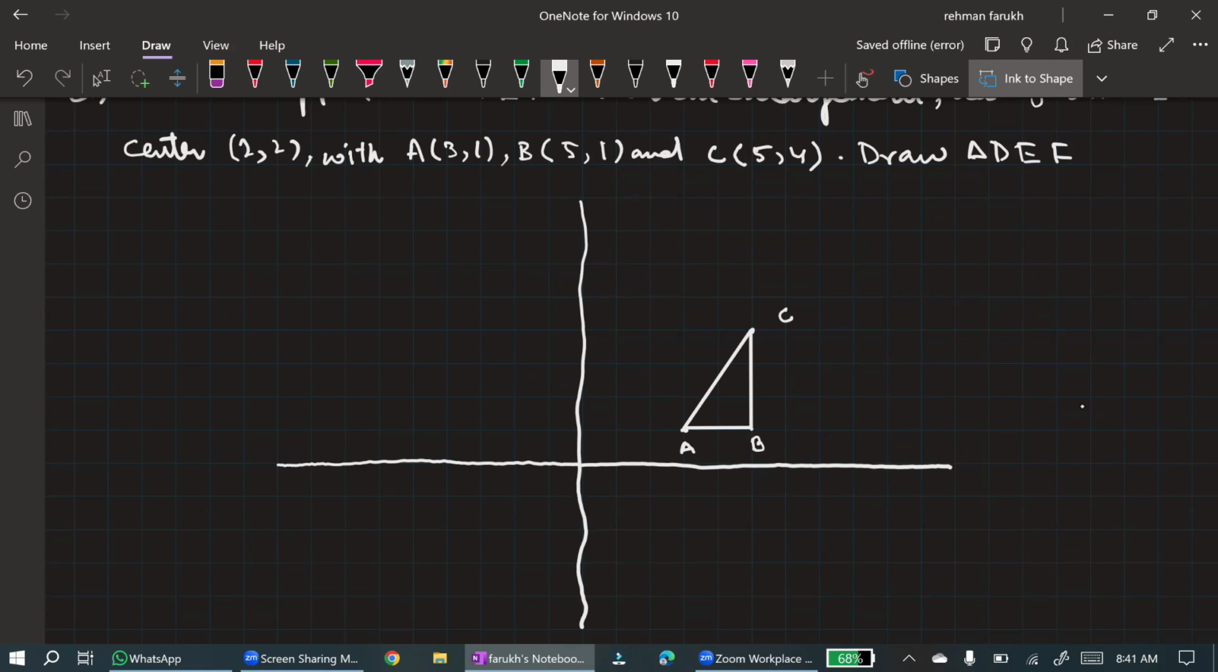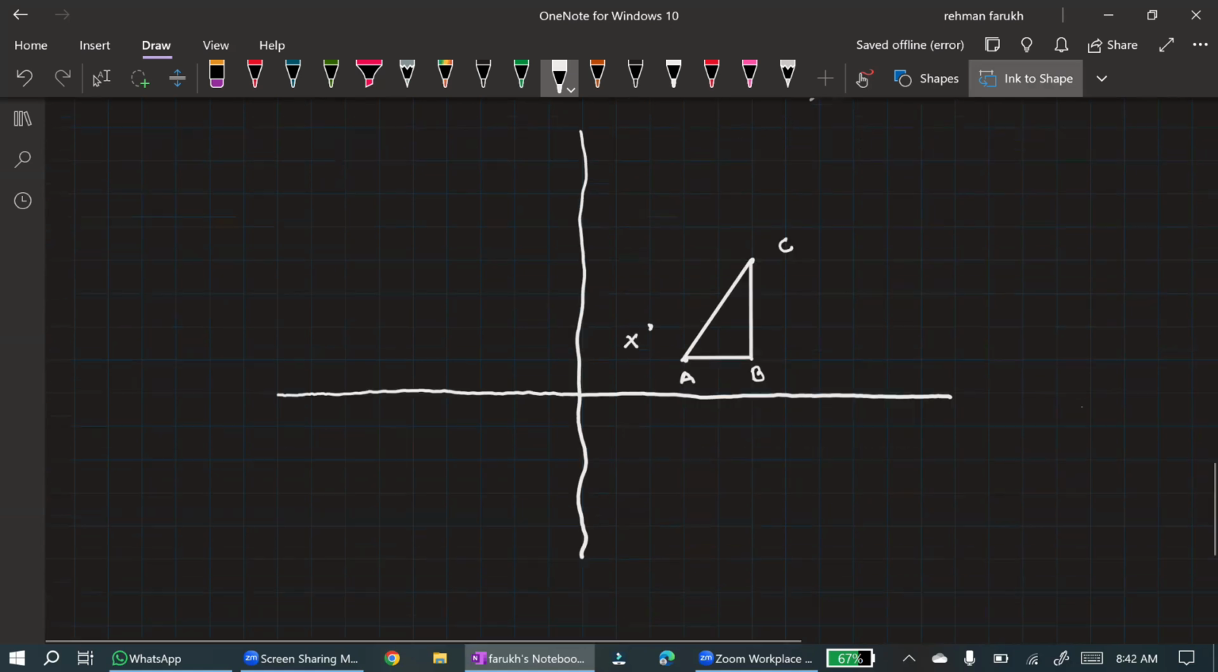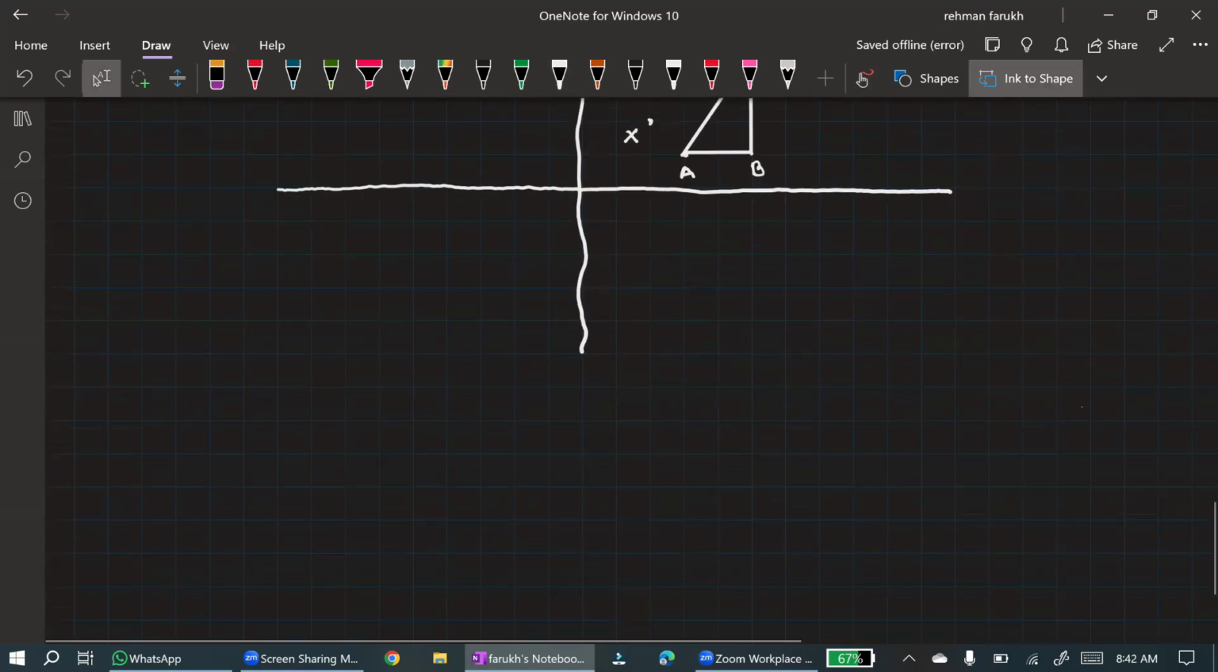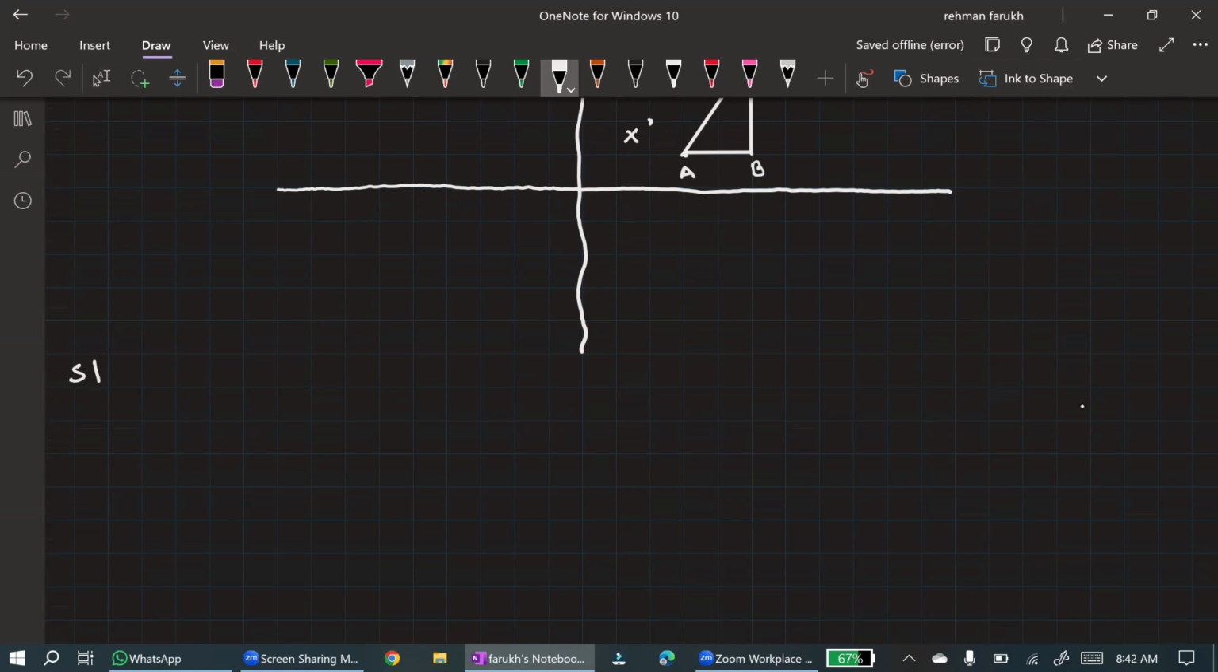Center is 2, 2. This one is the center. Now the step 1 for the construction is to find the column vector from center to the object.